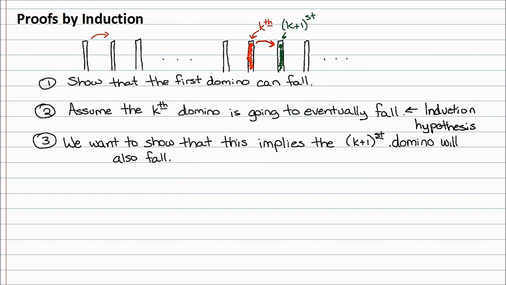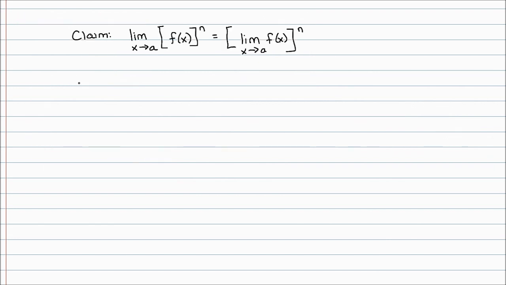Okay. So let's go ahead and prove our theorem, the one that we are working with here. We're going to prove this using induction. So there's our claim. The limit as x approaches a of the nth power of our function is equal to the nth power of the limit. So here's our proof. Think of dominoes here. We're going to show that it works for the first domino. In other words, show it works for n equals 1.